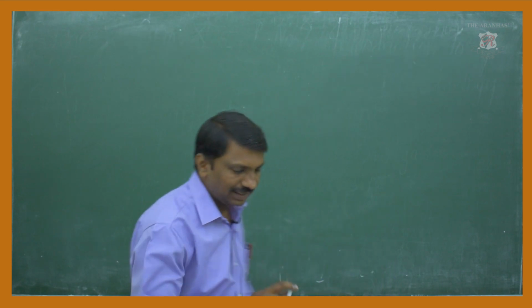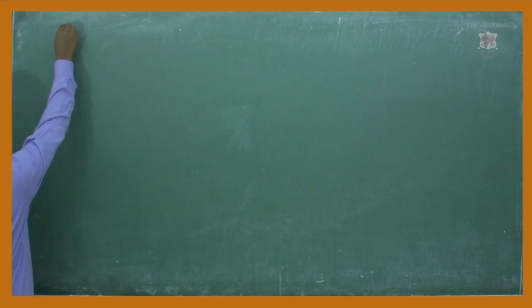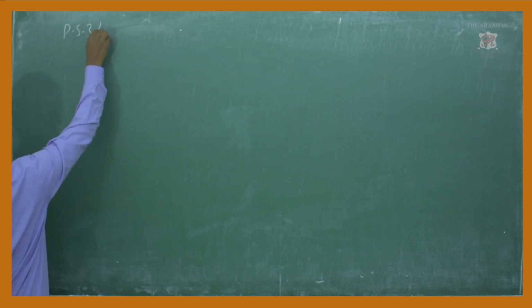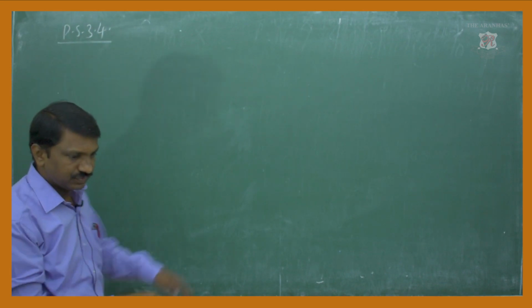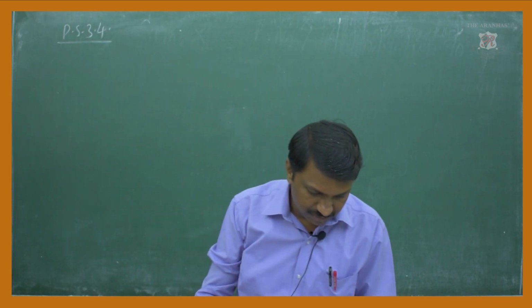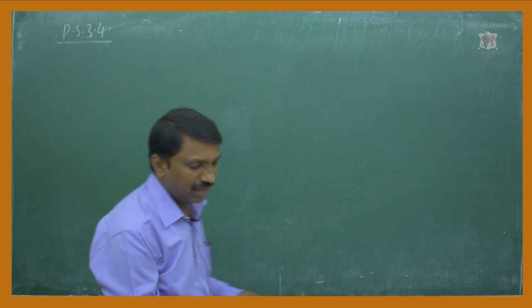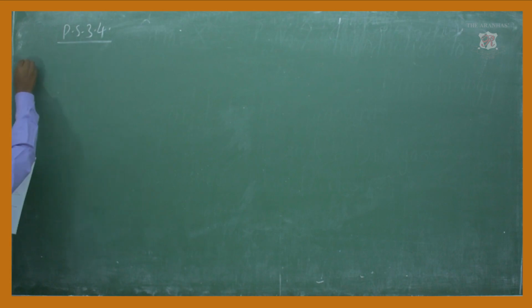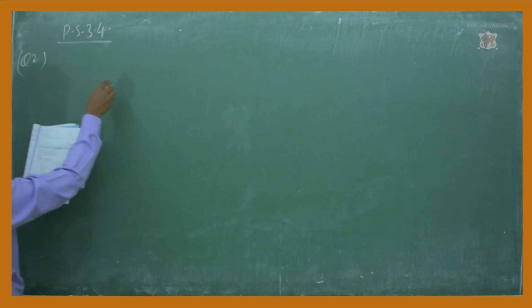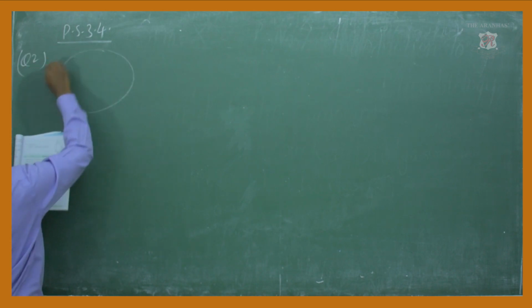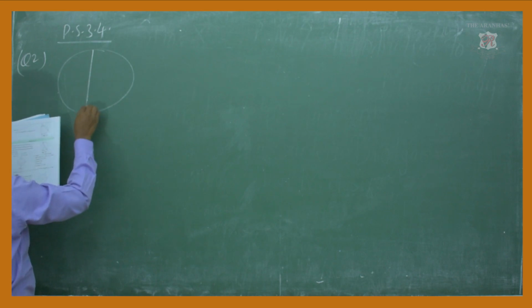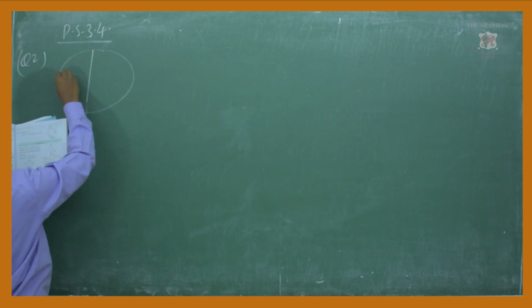3.4. Practice set 3.4, that day we started, and from that exercise, I remember question number 1 we completed, and question number 2 we did only half. So that part we will continue. Question number 2, look here. It's related to your cyclic quadrilateral concept.